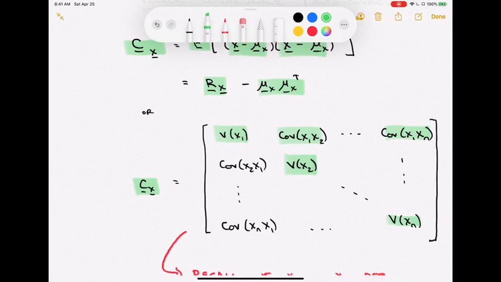And if you look in a symmetrical way, there is some symmetry going on here. So in the upper right, we're going to have covariance of x1, x2. And if you look at the mirrored version around the diagonal, you're just going to interchange the order of the elements you're taking the covariance on. So that's covariance of x2, x1.